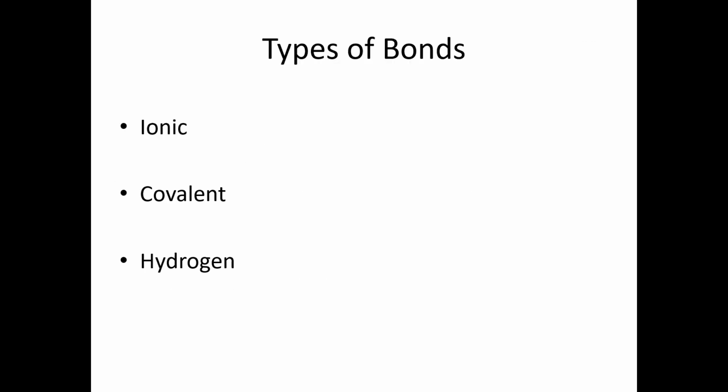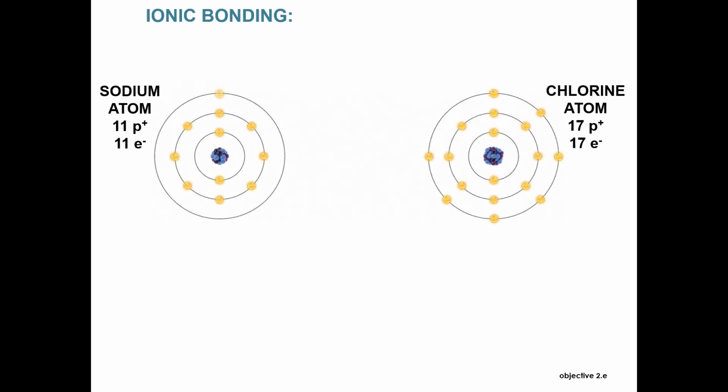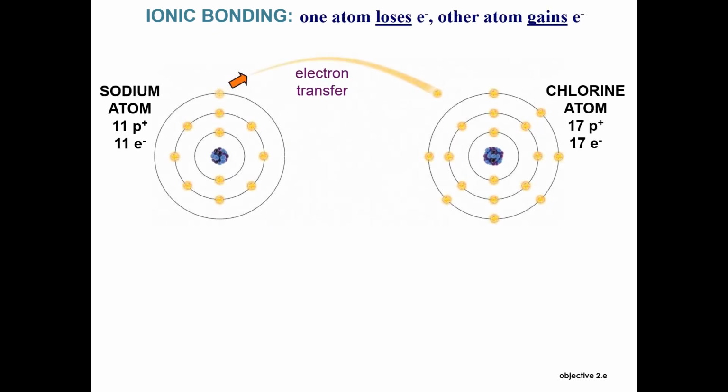The types of bonds that occur during a chemical reaction fall into three major categories: ionic bonds, covalent bonds, and hydrogen bonds. Ionic bonds form when one atom loses electrons and another atom gains electrons, such that the opposite charges of the ions hold them together.